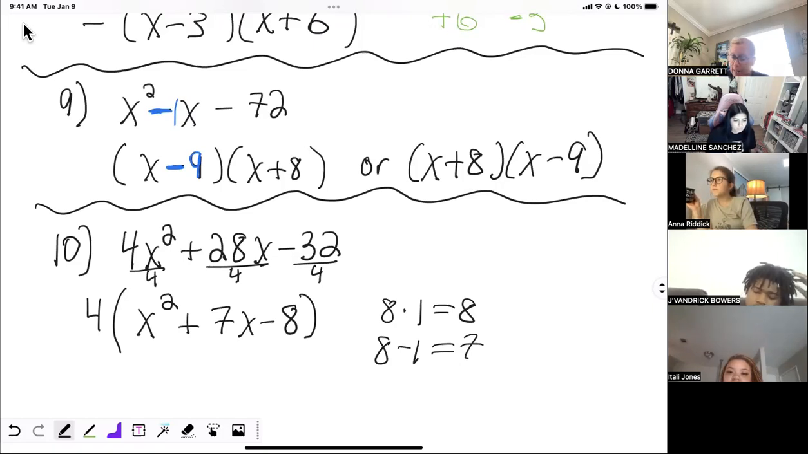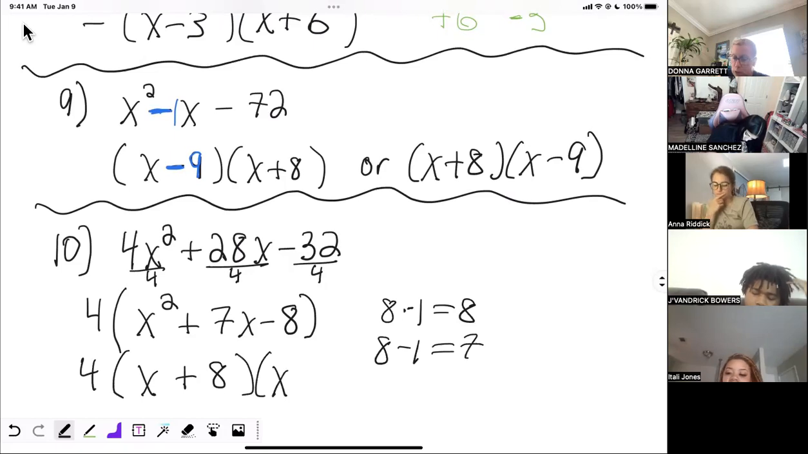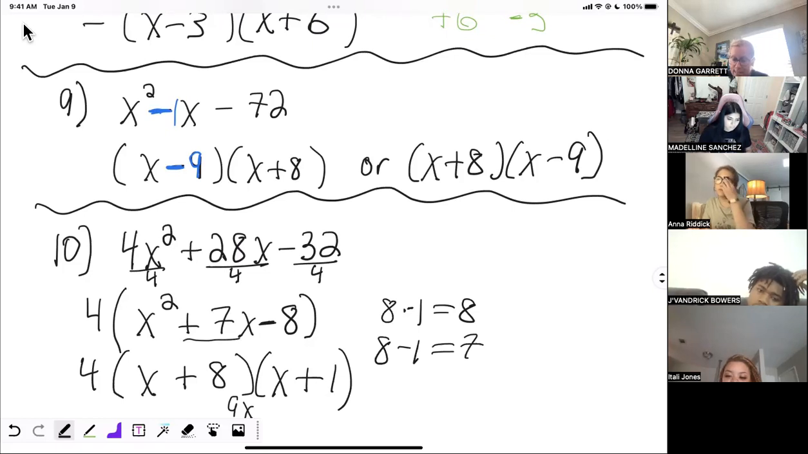So if I make 8 positive and 1 negative, and don't be afraid to do it wrong. Let's say we guess: x plus 8, x plus 1. Say I do it wrong. Then you're going to check. You'll go through it and see, oh, I have 9x in the middle. You're going to go, okay, I don't need 9x, I need 7x. But I also need a negative 8. I need to make one of them negative. But which one? Well, I need a positive 7x. That means 8 had to be positive, and my 1 had to be negative.